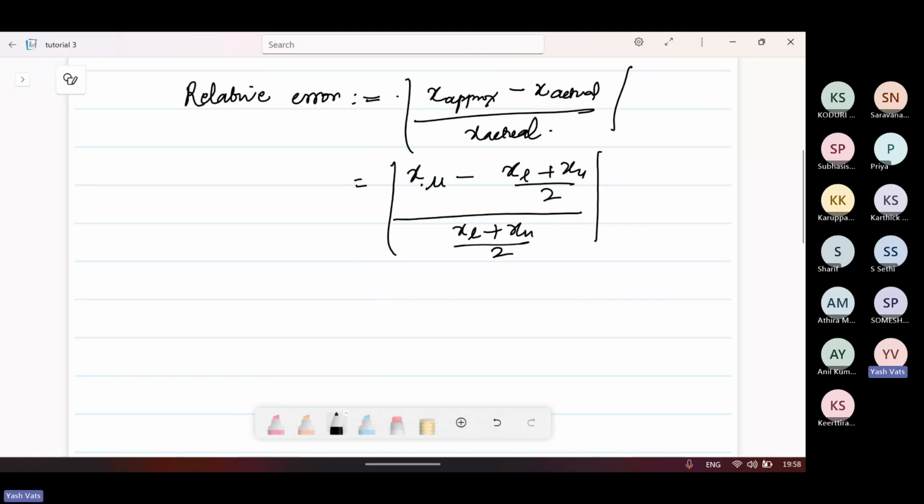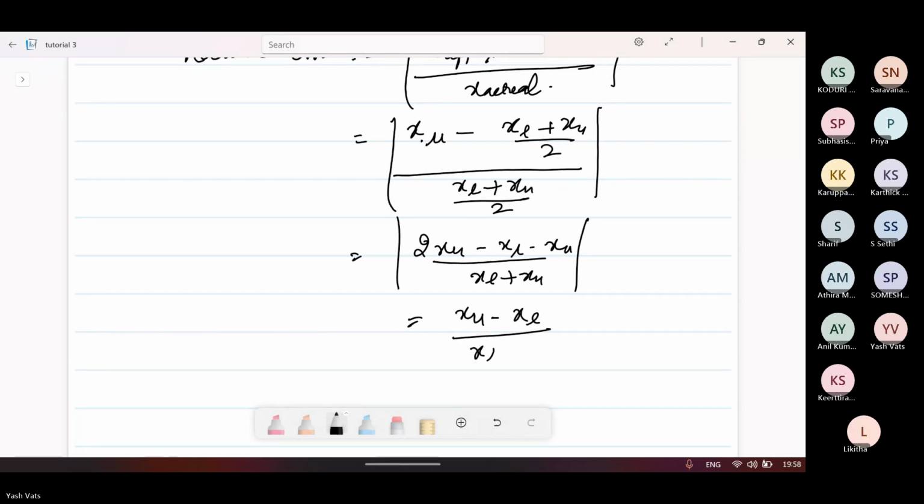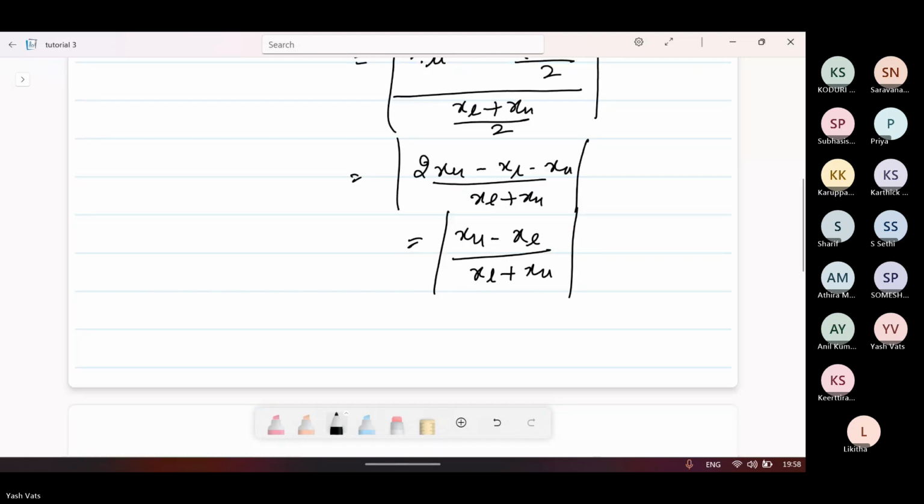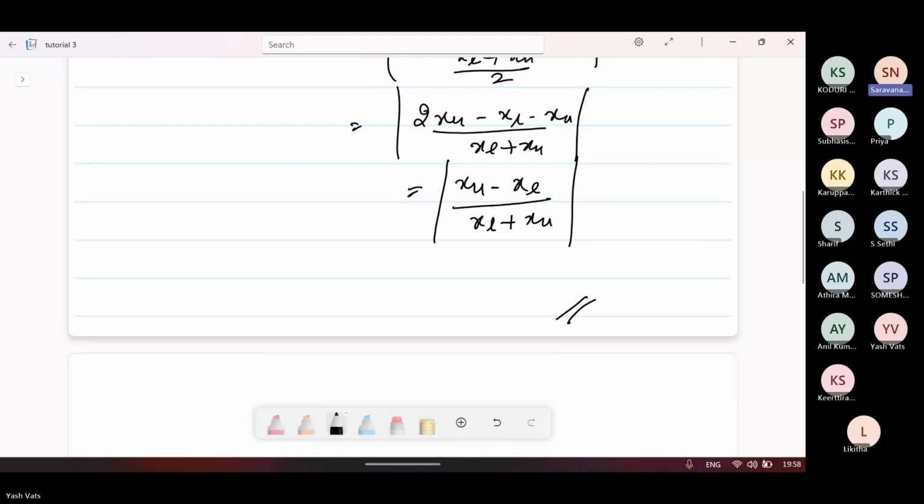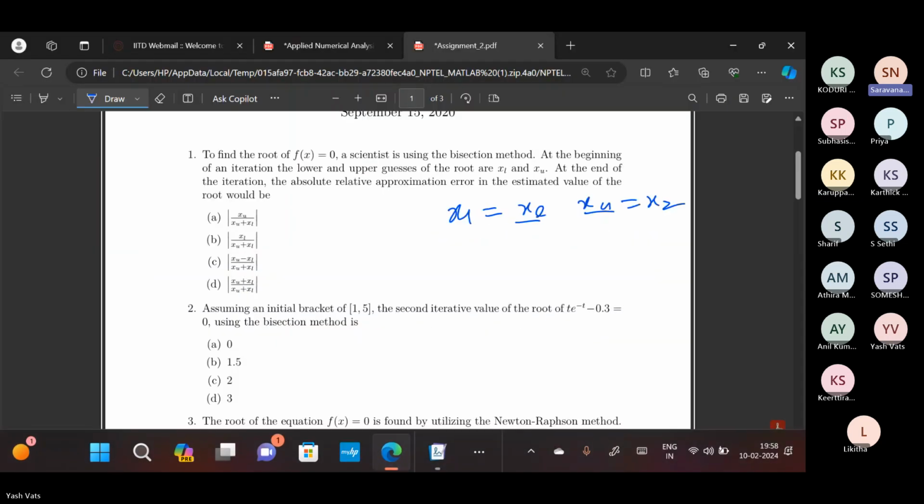Okay. So what should be this? 2XU. Okay. So what should be the answer? Is it fine? It's easy, right? It can be the other way also, like XL minus XU also.